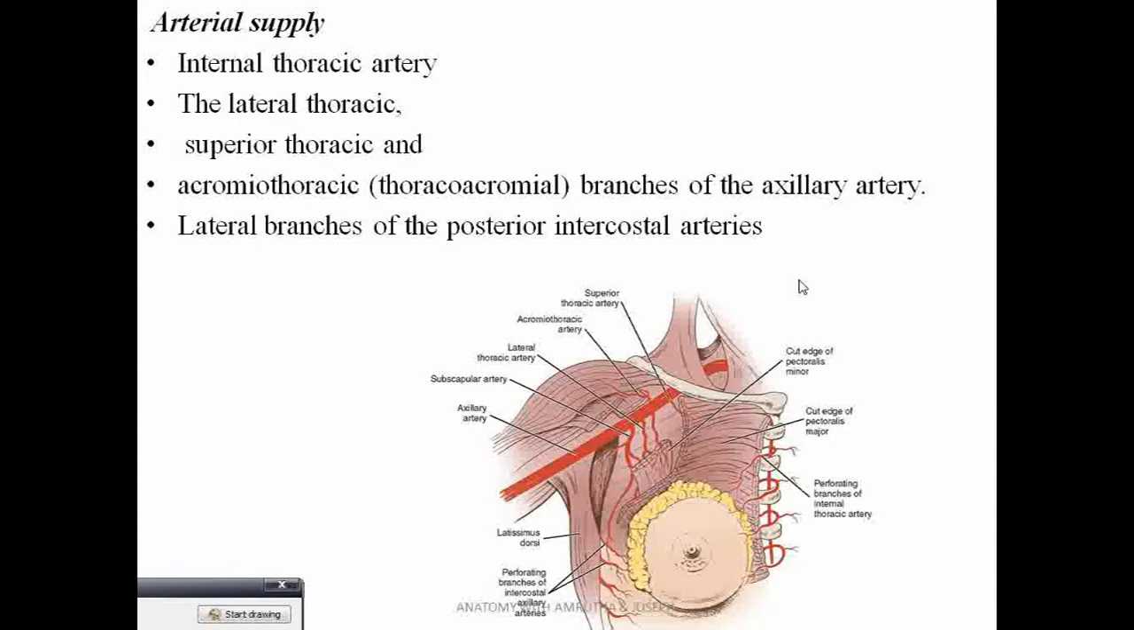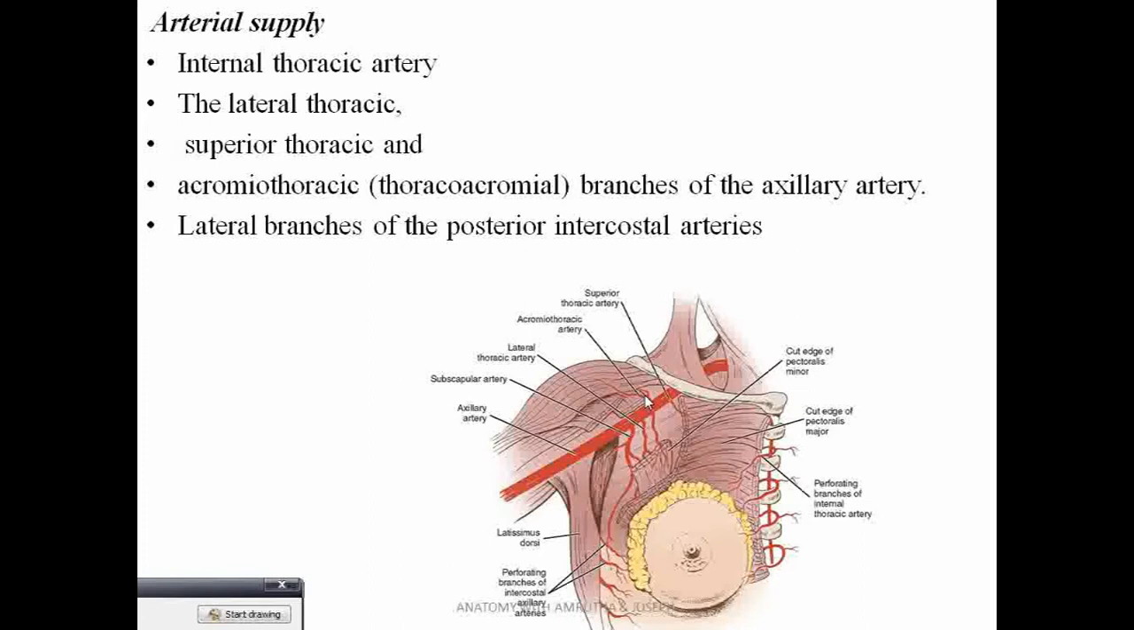Arterial supply of the mammary gland: it is supplied by internal thoracic artery. Internal thoracic artery is a branch of subclavian artery. Lateral thoracic artery is a branch of axillary artery. Superior thoracic artery, again it's a branch of axillary artery, first part. Acromiothoracic artery is a branch of the second part of axillary artery.